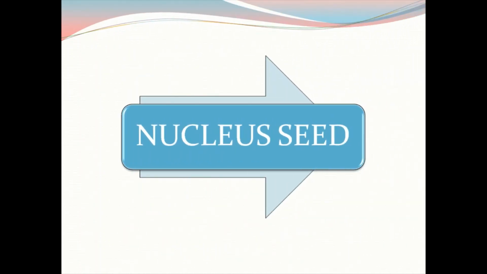Nucleus seed. The basis of seed multiplication of all notified varieties or hybrids is the nucleus seed. This is the 100% genetically pure seed with physical purity produced by the original breeder or institute or state agricultural university from the basic nucleus seed stock. A pedigree certificate is issued by the producing breeder.